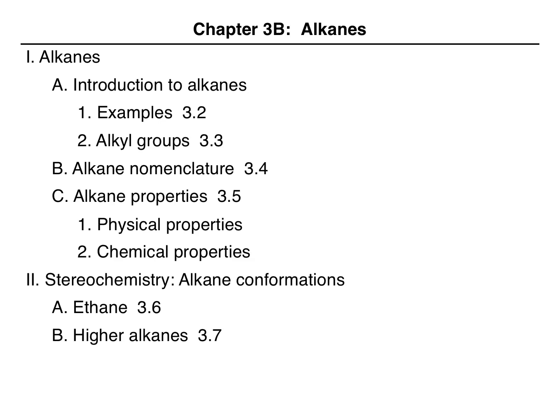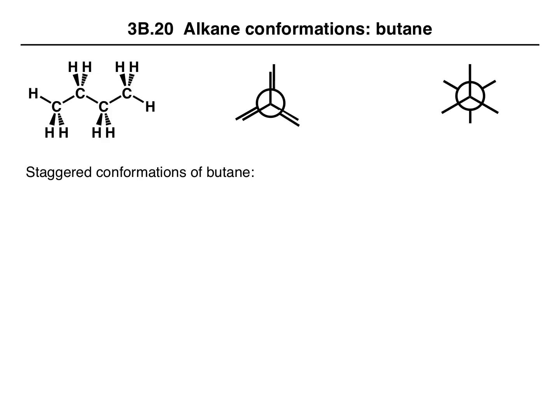In this video, we will continue our look at alkane conformations, looking at some higher alkanes. So let's begin with butane. This is a 4-carbon alkane, and because it is named butane, we know that those carbons are all in a chain using the IUPAC name.